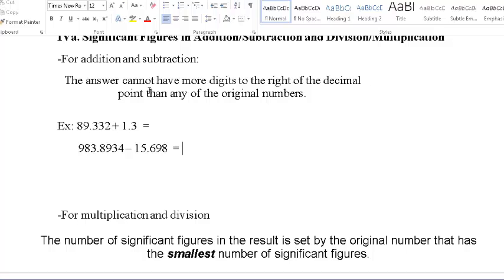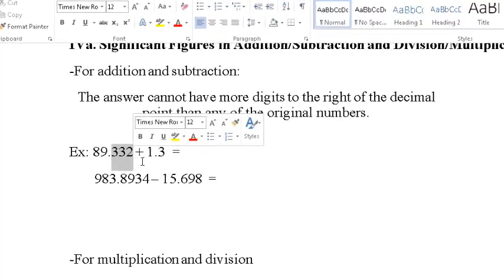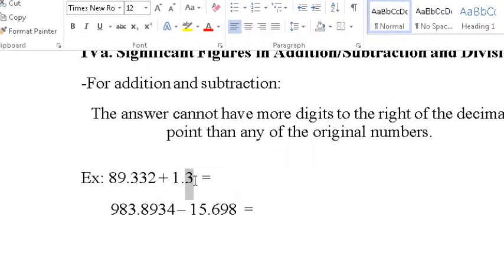So as an example, 89.332 plus 1.3, how many decimals are here? 3 decimals. How many decimals are here? 1 decimal. What should the answer be reported to? Well, it can't be reported to 3 decimals. Why can't it be reported to 3 decimals? The reason is that you only know the value of this number to 1 decimal. So you report this to 1 decimal place.